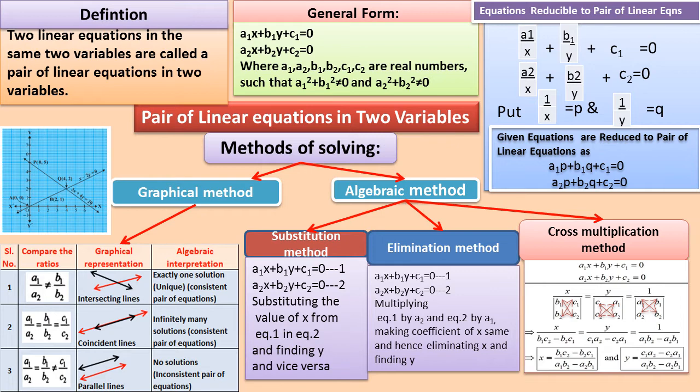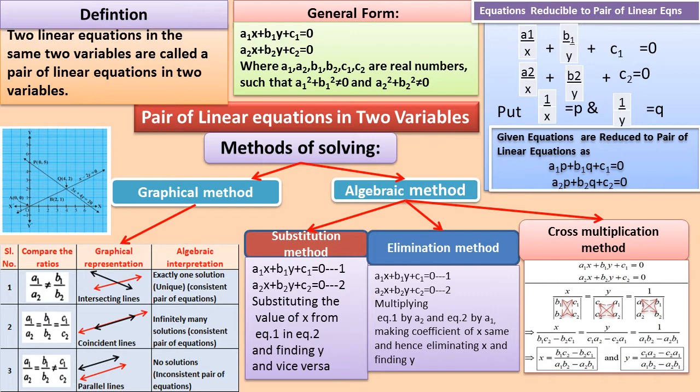Now you can see here I have an equation a1x plus b1y plus c1 equal to 0. So here you can see x and y are two variables and this is one linear equation. Similarly, I have another equation a2x plus b2y plus c2 equal to 0. Again here x and y are variables, a2, b2, c2 are real numbers.